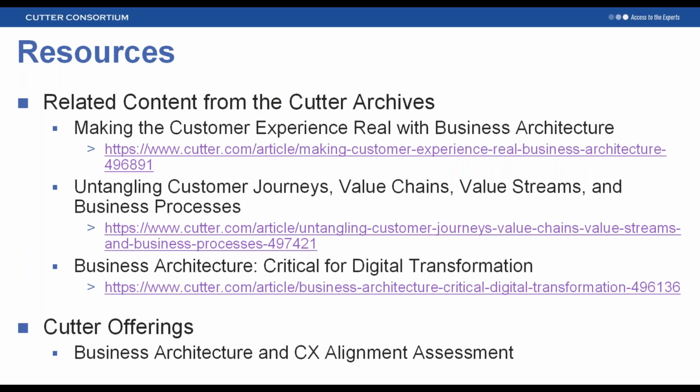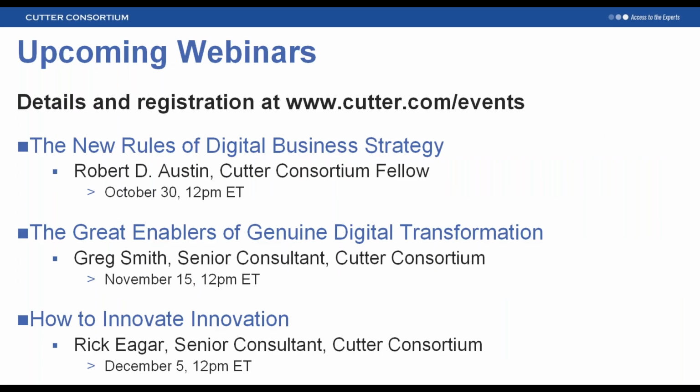Just a little bit on resources. What you see here are 3 relevant articles from the Cutter archives. There's one called Making the Customer Experience Real with Business Architecture, which is an overview of what we covered here today. There is another article that specifically describes the difference between customer journeys, value chains, value streams, and business processes. So there we're covering 3 disciplines: experience design, business architecture, and business process management. And then there's another one on digital transformation. And there is an offering listed there as well. So with that, Rich, I will turn it back to you for some questions.